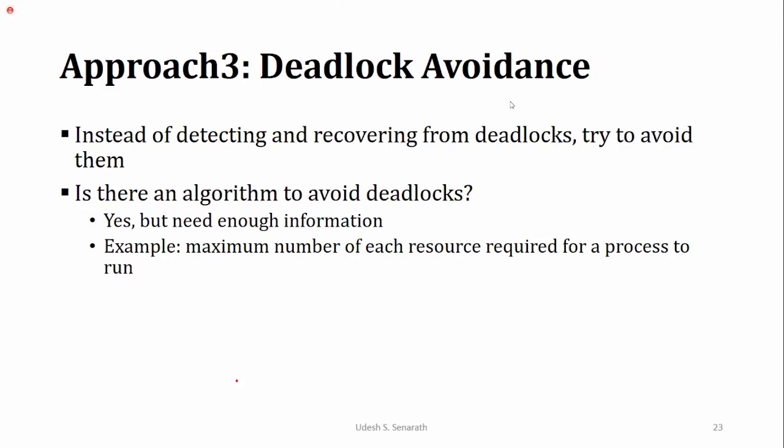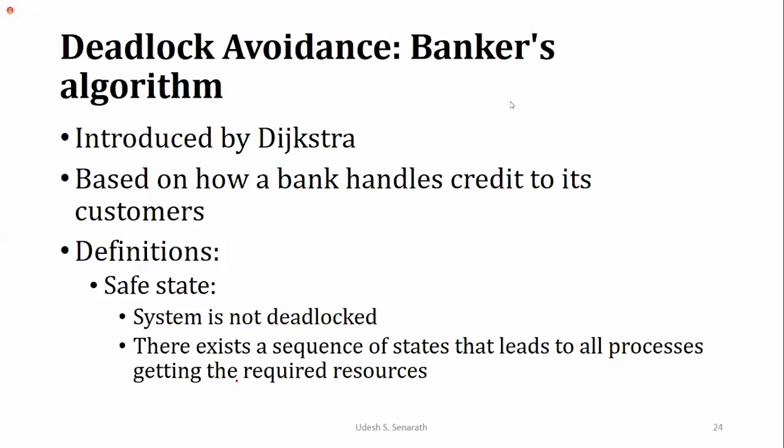Is there an algorithm to avoid the deadlock? The question is, is there any possibility that we can avoid the deadlock? Yes, of course, but we need enough information, such as the maximum number of resources required for a particular process, the current allocation, and the remaining. To avoid a deadlock, we have another algorithm called the Banker's algorithm, introduced by Dijkstra. Dijkstra is the person who introduced the Banker's algorithm, with which you can avoid deadlock.